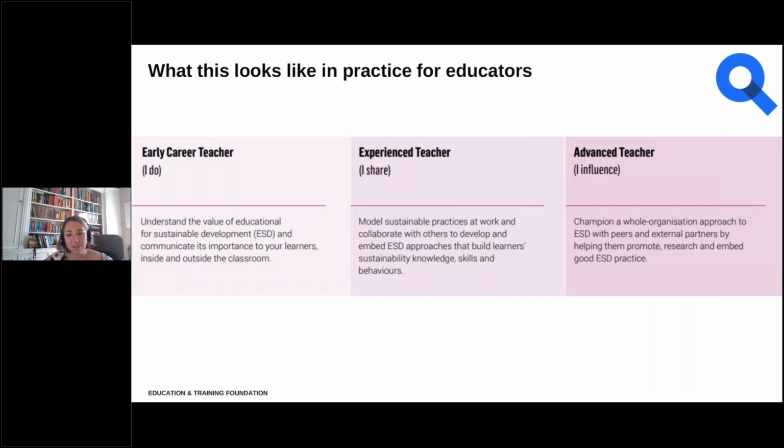And really, this is going to be the focus of my part of the webinar this morning, is looking at, let's unpick this in a little bit more detail. Let's understand what this looks like in practice.